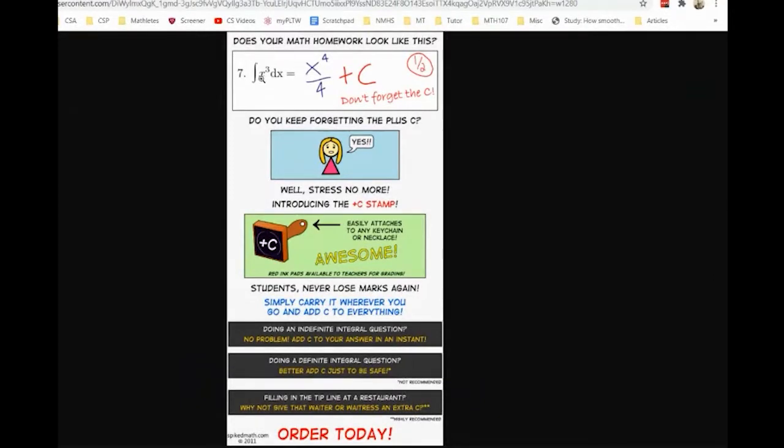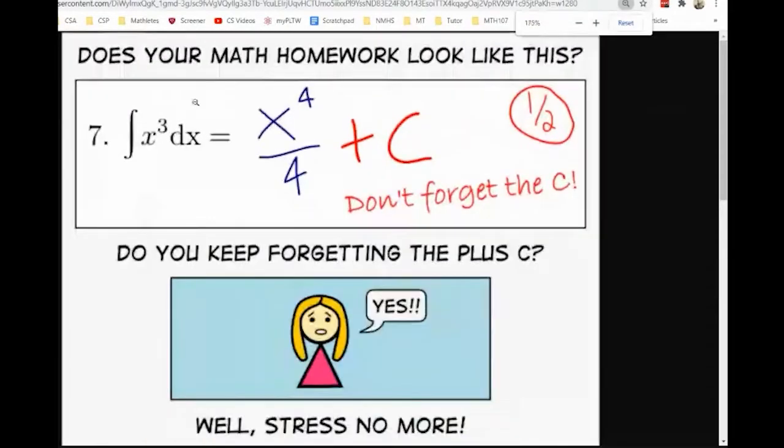The antiderivative, remember, this means antiderivative, of x to the third dx. Okay, the antiderivative of x cubed with respect to x. They did the antiderivative. We don't really need to worry about that. But they forgot to do the plus C. So the teacher wrote in, don't forget the C, 1 out of 2 points. So they just lost 1 point.